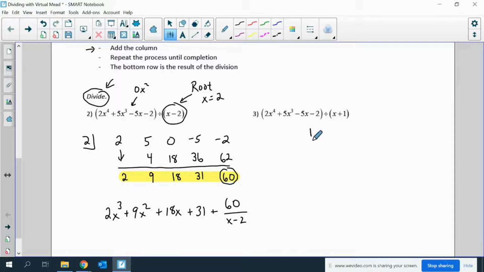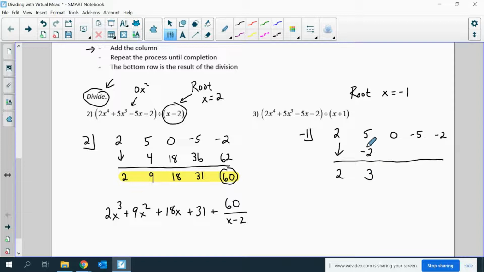Once again, I will do the exact same thing with this same polynomial, except in this case I'm dividing by x plus 1. So my root is x equals negative 1. Bring the 2 down, multiply. Bring 5 minus 2 is 3, multiply with negative 1. 0 minus 3 is negative 3, multiply.